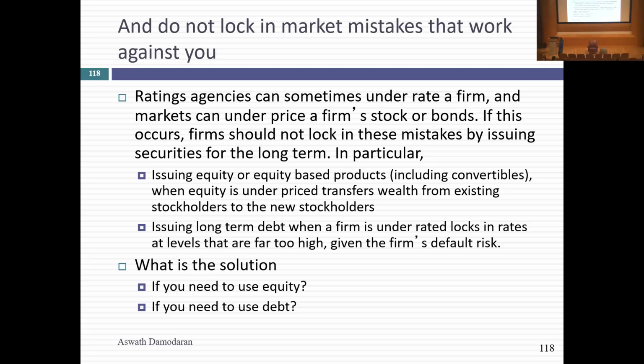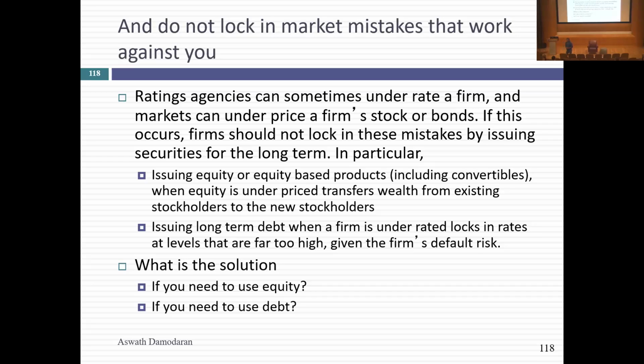That's a scenario where you might be willing to use bridge financing, short-term debt. And during that period, when you have the short-term debt, what do you try to do? You try to convince the ratings agency that they've made a mistake. It might not work, but that's a market mistake working against you.